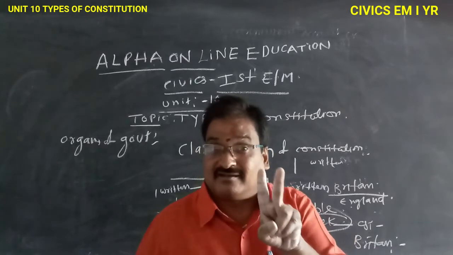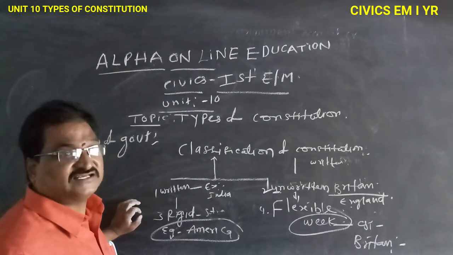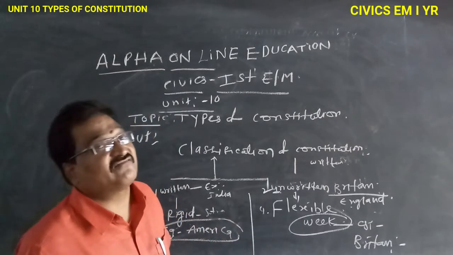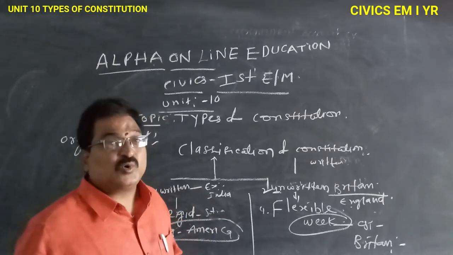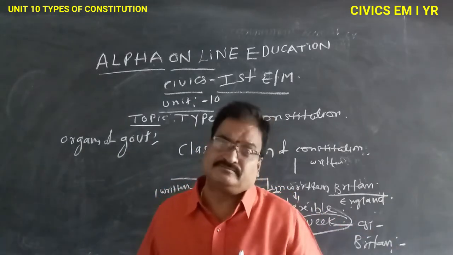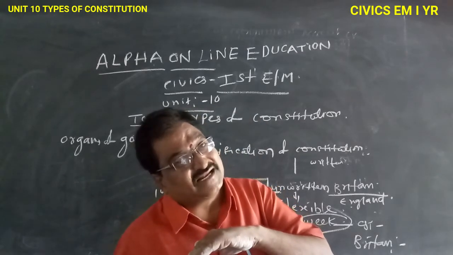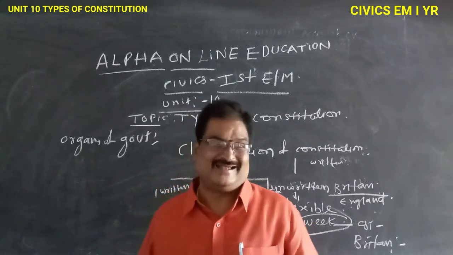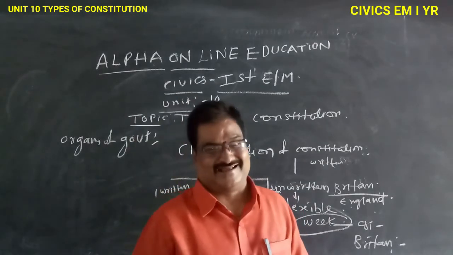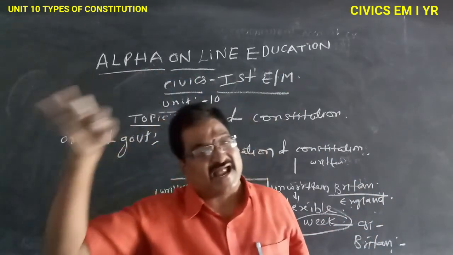So one question is the difference between written and unwritten, and another is the differences between rigid and flexible. Rigid is a strong constitution. The process of amendment is not easy, so it is a very strong constitution. Flexible is a weak constitution. It is not strong. The flexible constitution is suitable only for countries with less population, just like Britain, a country of less population. Any amendment in that is easy. So two questions: the differences between written and unwritten, and the differences between rigid and flexible.